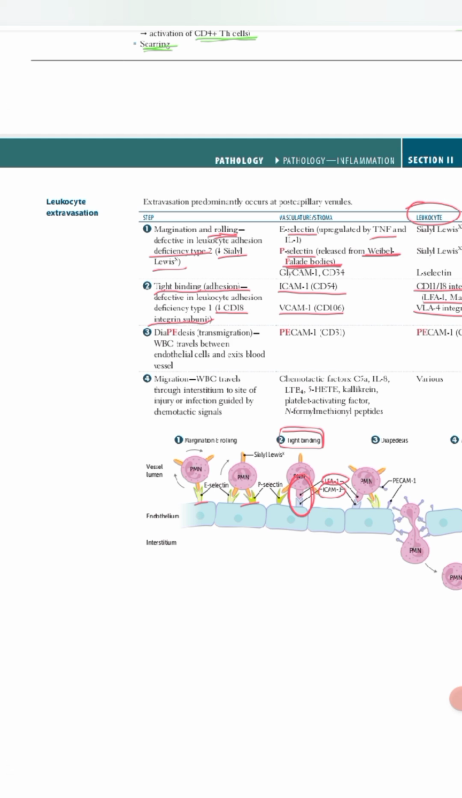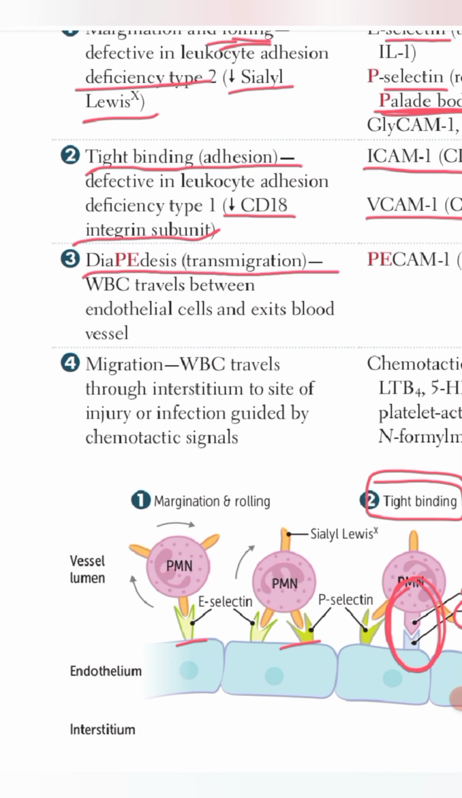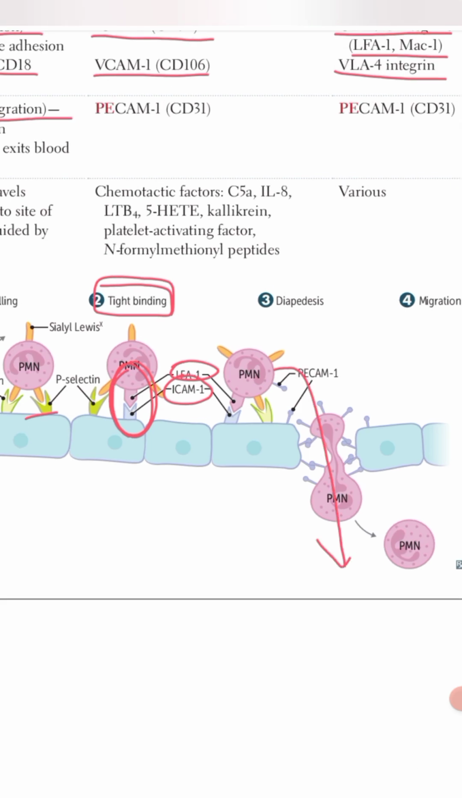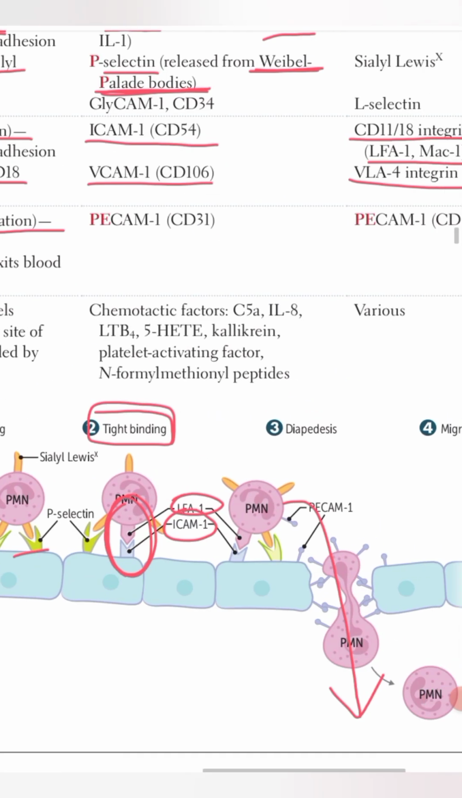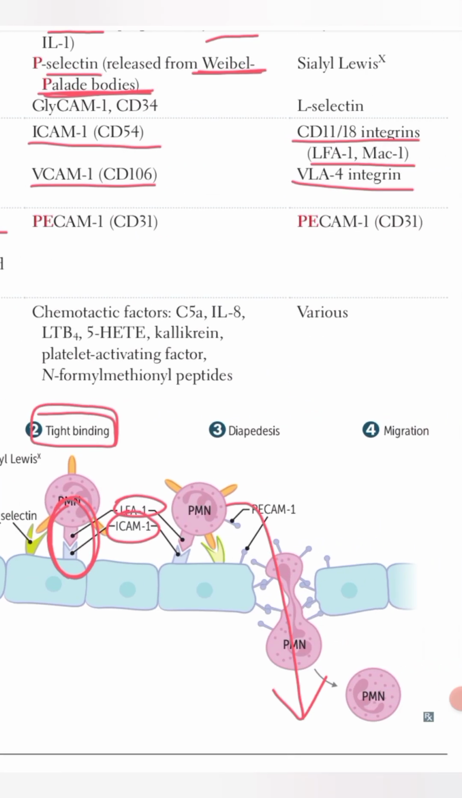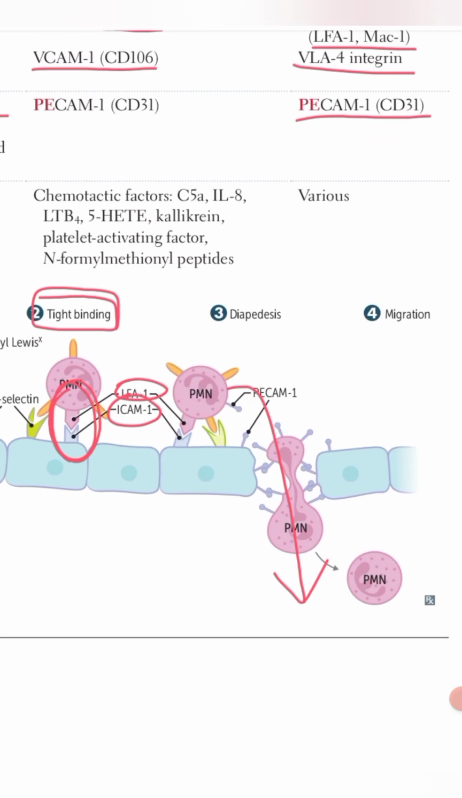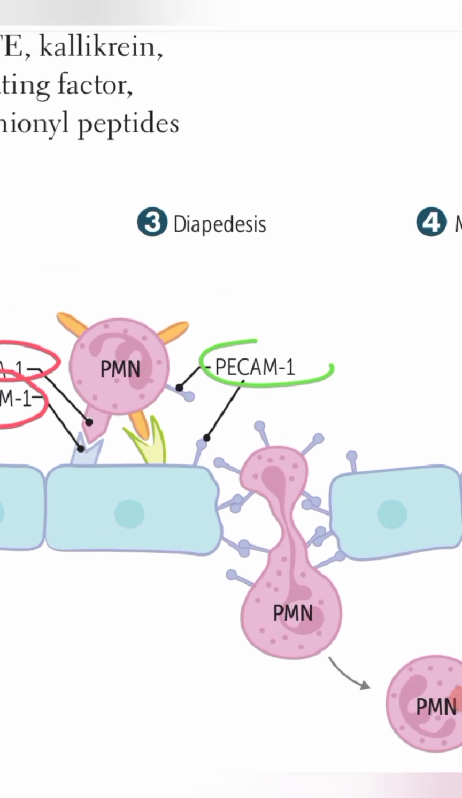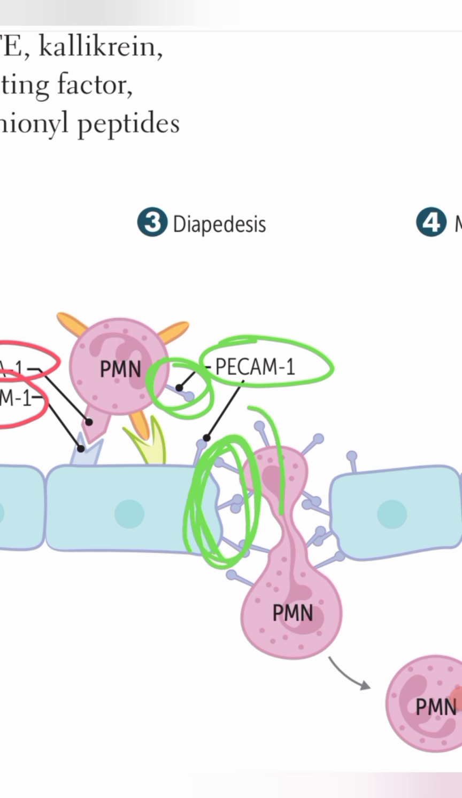The third step is the diapedesis or transmigration, which means that the WBCs travel between the endothelial cells and exit from the vessel wall. It occurs with the help of specialized immunoglobulins known as PECAM-1 or CD31, that is platelet endothelial cell adhesion molecule. Basically, they are expressed on both the endothelial cells and the leukocytes. So PECAM-1 is present on leukocytes as well as on the endothelial cells. Their interaction occurs, and diapedesis occurs.